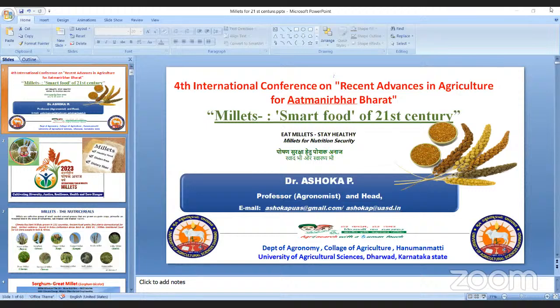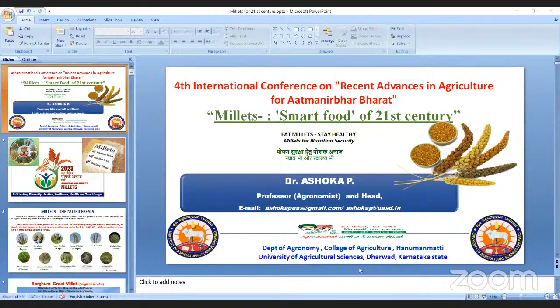You know the year 2023 is celebrated as the International Year of Millets because it is a healthy food, gluten free, with dietary fiber as the main component. This is also celebrated all over the world. India celebrated the International Year of Millets.